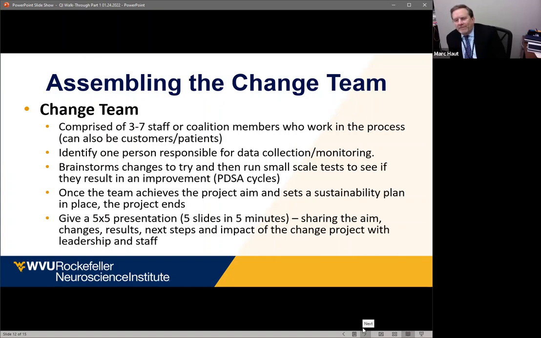So look at this last bullet point on this slide. Give a 5x5 presentation, 5 slides in 5 minutes, to be able to kind of hit home what the idea is, what you're going to do, and how you're going to manage this and implement it. The idea that I would add to that, that's Jay's bullet point there, and it's great, is anybody on the team should be able to do that. All right. Anybody on the team should be able to do most of what's happening in this QI project.